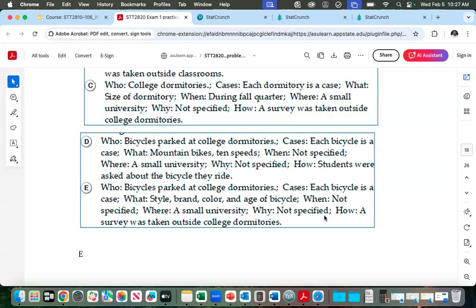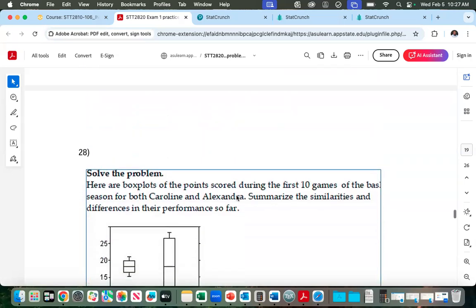Any questions so far? Are we all good? You should be able to identify those where, how, and what have you. So the who, you could also see the bicycles that were parked at the what? The college dormitories. Is that okay? Let's get to the next one.